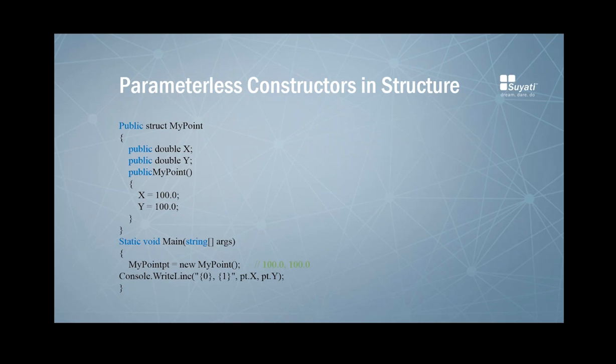Next feature is parameterless constructors in structures. In the older version of C Sharp, the structure or struct types were unable to support parameterless constructors explicitly. Using the new operator invoked this constructor, and all members of the struct were assigned default values. Here in C Sharp 6, we can explicitly define a parameterless constructor for a struct, giving non-default values to the members of the struct.